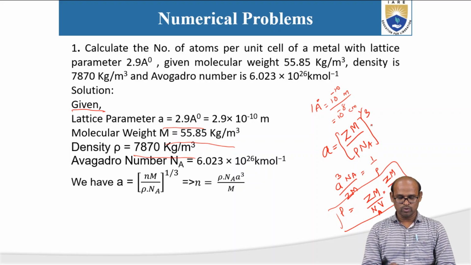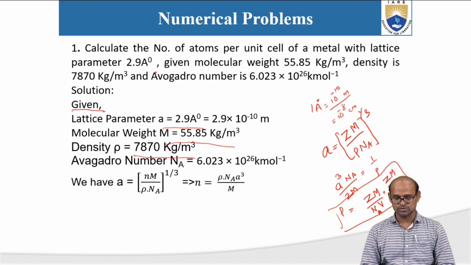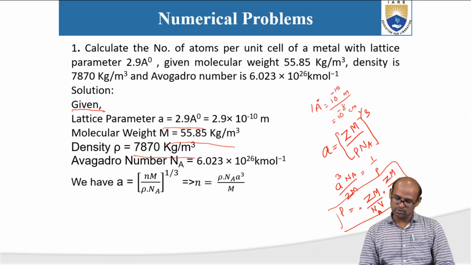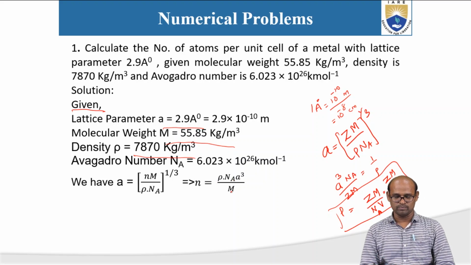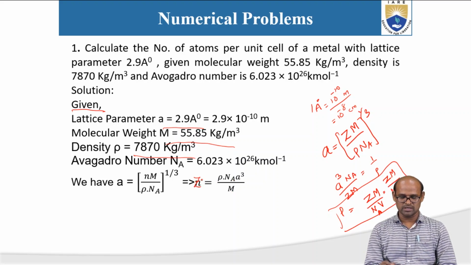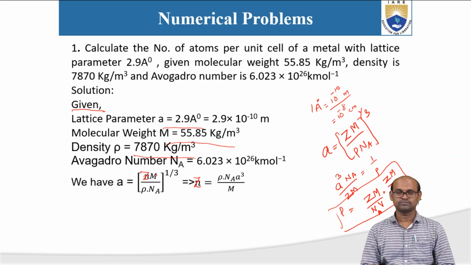So we are going to substitute. What we have to calculate is the number of atoms per unit cell, that is Z. So we are going to calculate Z from this equation. Z will be rho into Na into A cube by M. This is the number of atoms per unit cell, which is Z. You can use small n also, but there will be confusion, so avoid confusion and write it as Z.